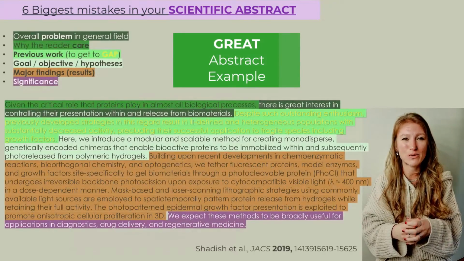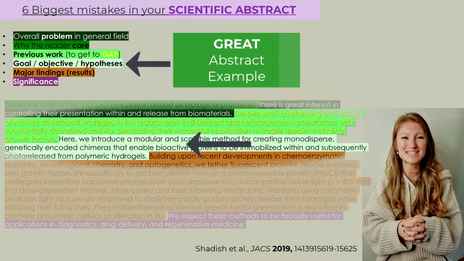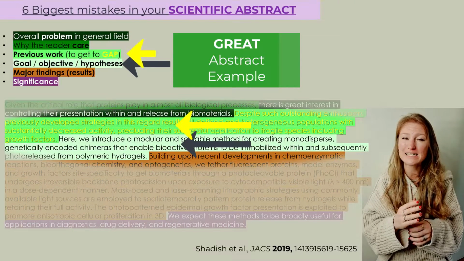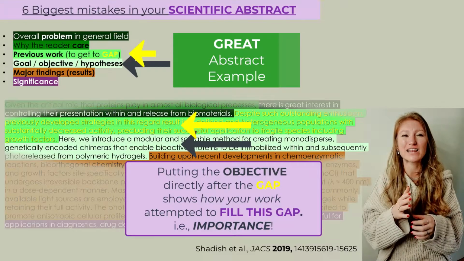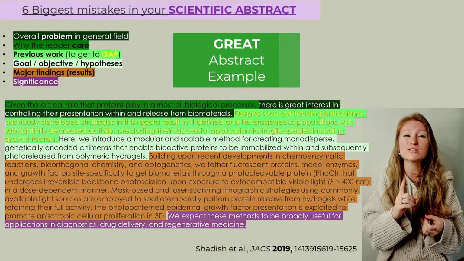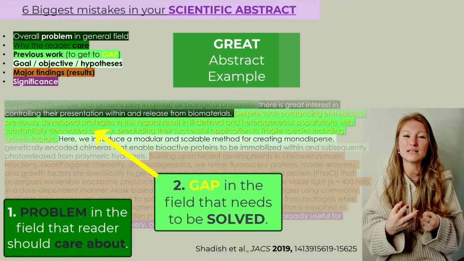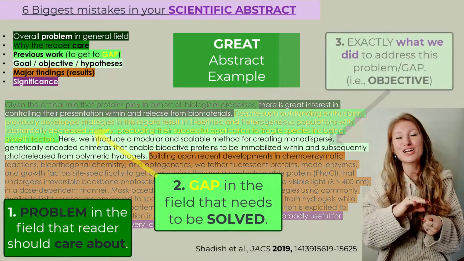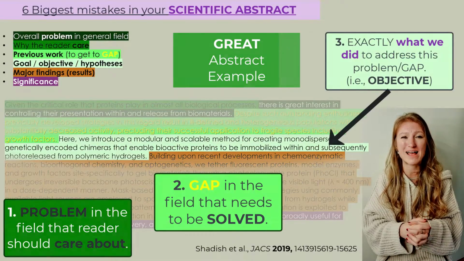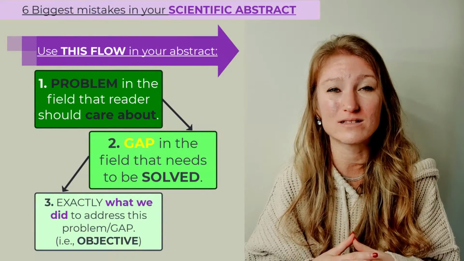So in this sample abstract, hopefully you notice that the text immediately preceding this objective statement is colored in yellow, indicating that this text is telling the reader directly what gap in the field existed that your work sought to fill. So this means that our abstract is structured such that we first tell the reader a problem that they should care about, second, tell them a gap in the field that needs to be solved, and then third, tell them exactly what our work did to address this problem and address this gap. And it is this flow right here that conveys to the reader the impact and importance of your paper.